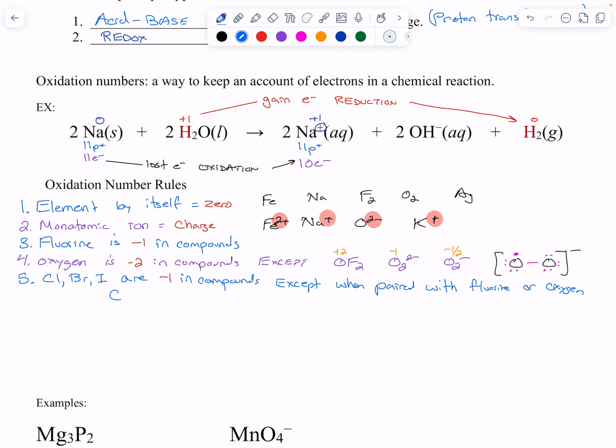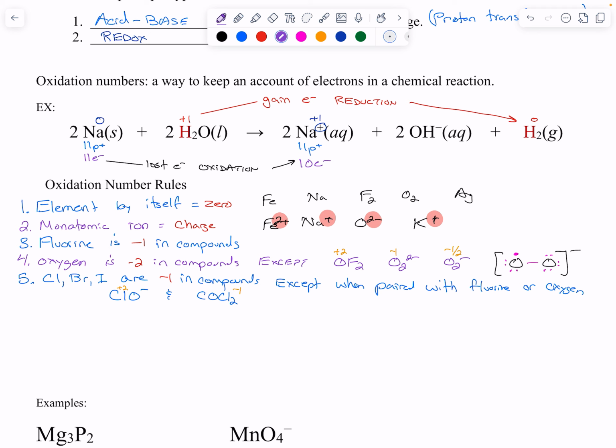So ClO minus and COCl2. There's a difference here. Here, chlorine is +2, and here, chlorine, at the end, is -1. When we say paired, I mean there's just the two atoms. Basically, chlorine, bromine, and iodine have to be a central atom for this rule to take effect. If chlorine, bromine, or iodine are terminal atoms, they're going to be -1.